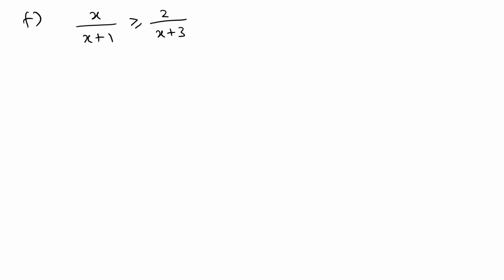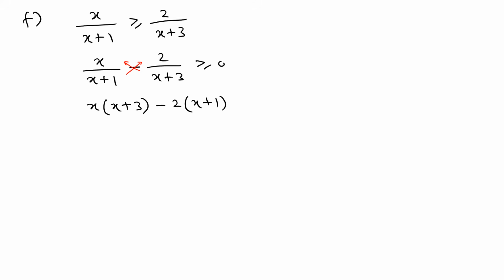You can see there are terms on both sides, so we're going to bring it to one side. So it is x over x plus 1 minus 2 over x plus 3 greater than or equal to 0. Now we can simplify this, and we're going to use cross multiplication when we have different denominators. So that means we can write this as x times x plus 3 minus 2 times x plus 1, divided by x plus 1 times x plus 3, greater than or equal to 0.